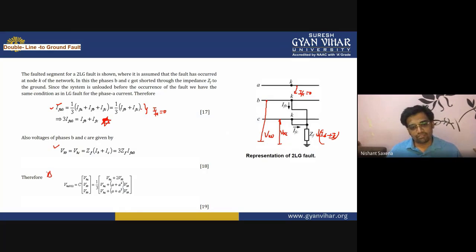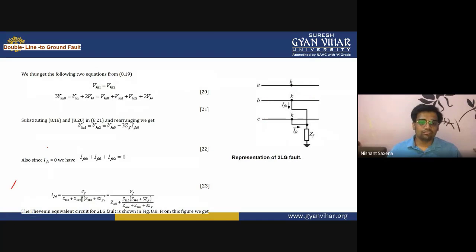Therefore, if I write the positive, negative, and zero sequence components with respect to node K, I will be writing it like this, with the multiplication of the C matrix, it will be equal to the phase values for the different voltages. When I substitute these values, I will be getting VKA plus 2 VKB, where VKB is equal to this. I have substituted this VKB. This is actually nothing but your VKC, which is equal to VKB. That's why I have written it over here.